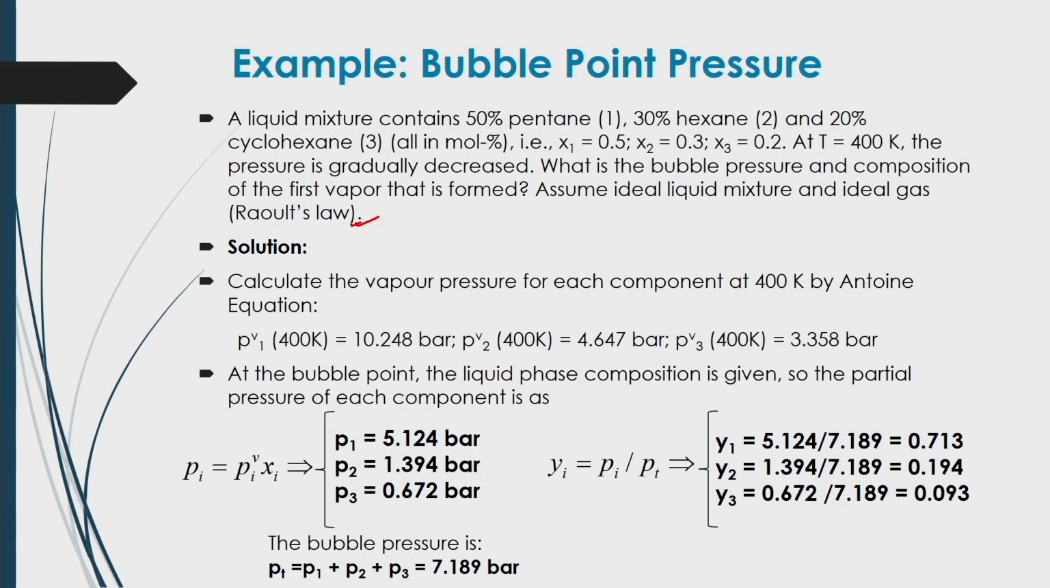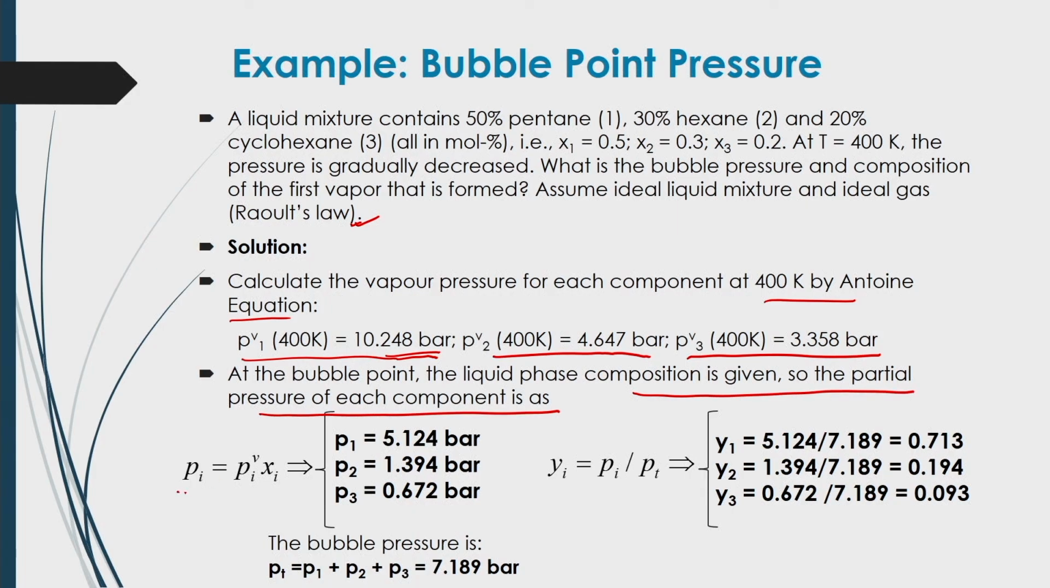So, here in this case, instead of bubble point temperature, you have to find out the bubble point pressure. First of all you have to calculate the vapor pressure of each component at 400 K by Antoine's equation. Here it is given for component 1 the vapor pressure, and for component 2 it is given, and for component 3 it is given. Now, at the bubble point the liquid phase composition is given, so the partial pressure of each component is like this. So, partial pressure will be calculated based on this equation.